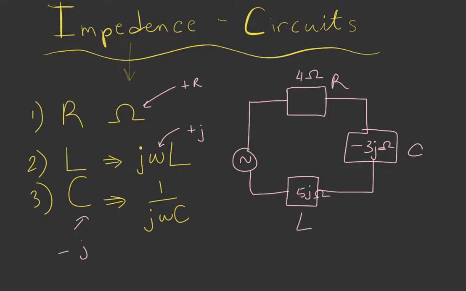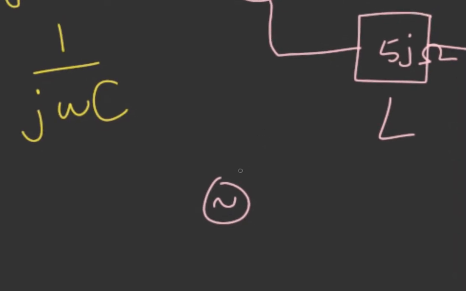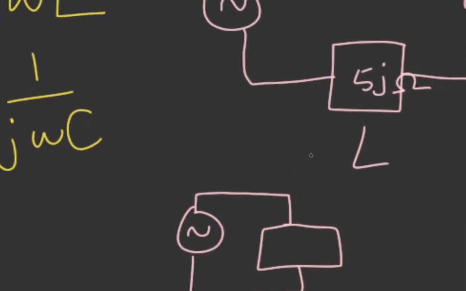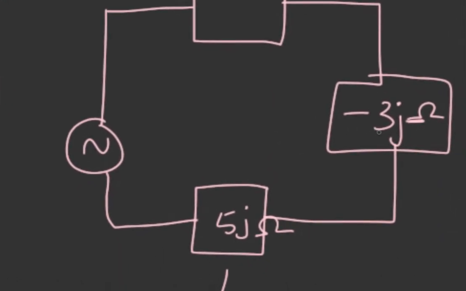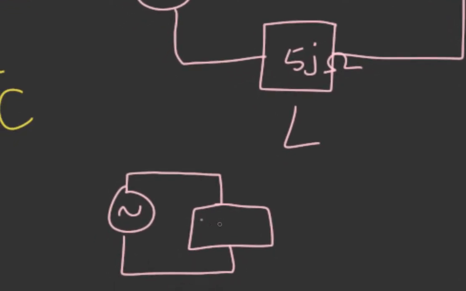We can combine all these because they're all in series. Even if they're in parallel, you could combine them. But since they're in series, we can combine them just like how we combined resistors in series in DC analysis. So we have the AC voltage and then one box that combines all those impedances. We had 4 ohms, negative 3j, and 5j; combining like terms, we get 4 minus 2j, and the entire thing has units of ohms.